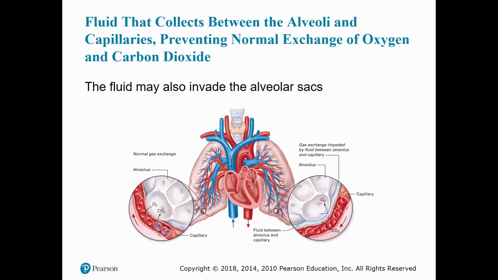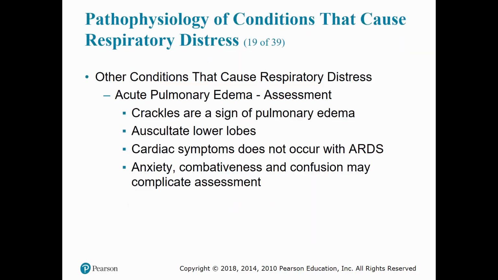Now, cardiogenic pulmonary edema is typically related to an inadequate pumping function of the left ventricle that drastically increases the pressure within the pulmonary capillaries, thus forcing fluid to leak into the space between the alveoli and capillaries and eventually into the alveoli themselves.